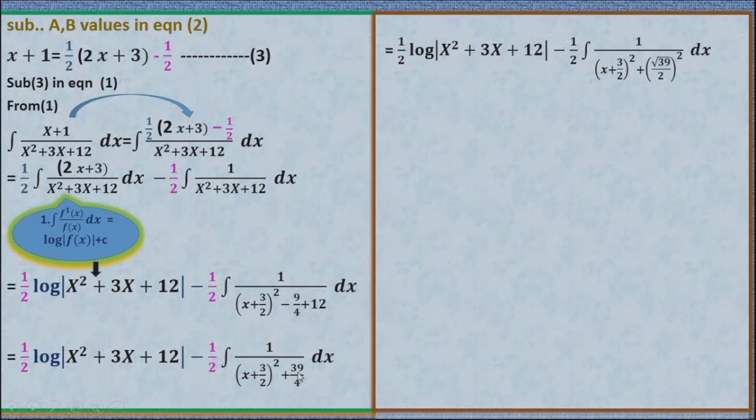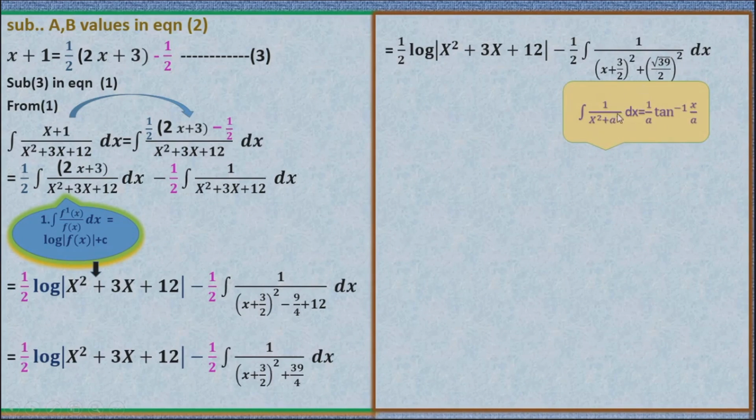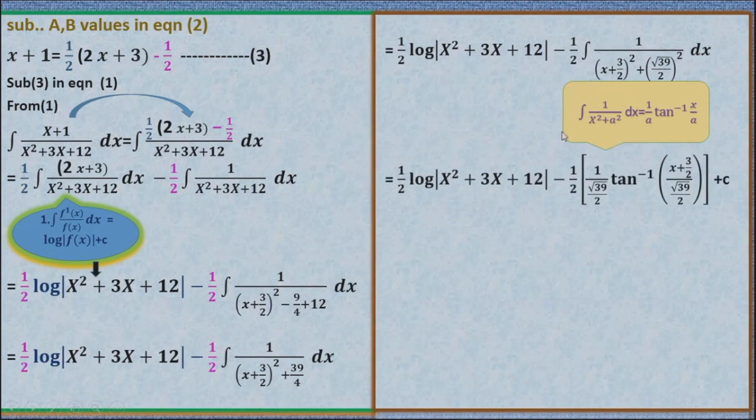Clear? Right. Now we have to simplify this second term. So it is in which form? Integration of 1 by x square plus a square formation. So we learned already integration of 1 by x square plus a square into dx is nothing but 1 by a into tan inverse of x by a plus c. So by writing in this, it becomes first term as it is 1 by 2 into logarithm of the term, minus 1 by 2 into, so this one I am writing in the form 1 by a, here a means root 39 by 2, into tan inverse of x by a. What is the place of x here? X plus 3 by 2. So (x plus 3 by 2) by a, where a means root 39 by 2, plus c. Right, so application is over.